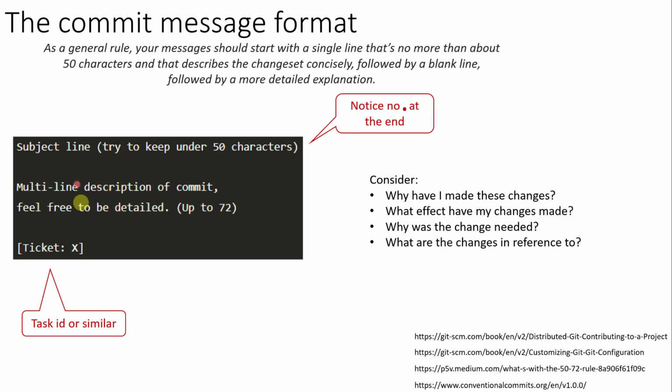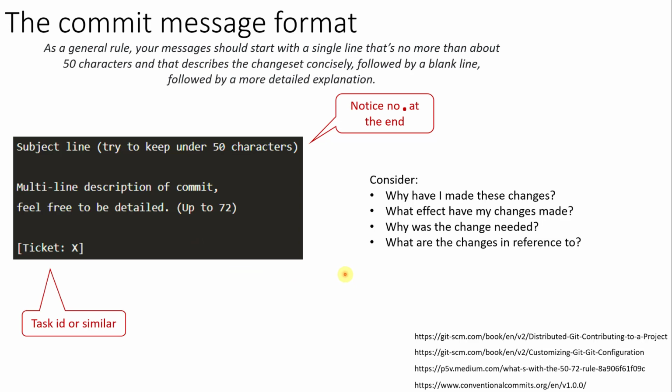So this message here, when writing it, consider the following. Why have I made these changes? What are the effects of these changes? Why were the changes needed, and what are the changes in reference to? That's probably the last one. So I think this takes practice, writing good commit messages. I'm personally not very good at it, which we will see in just a slide or two.